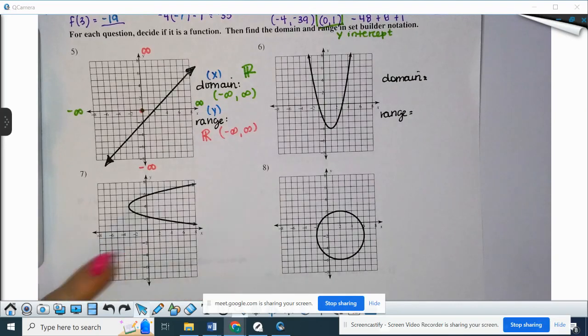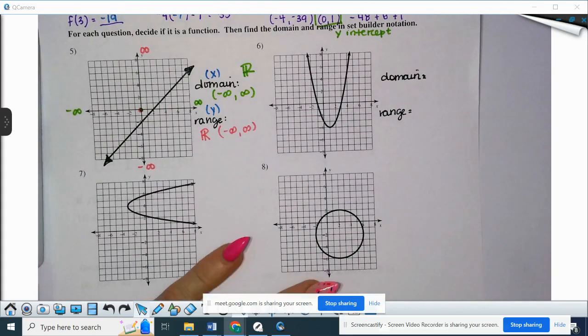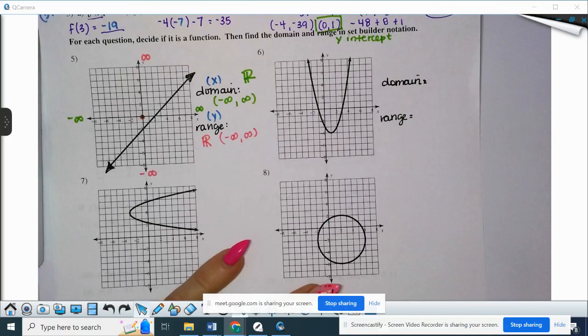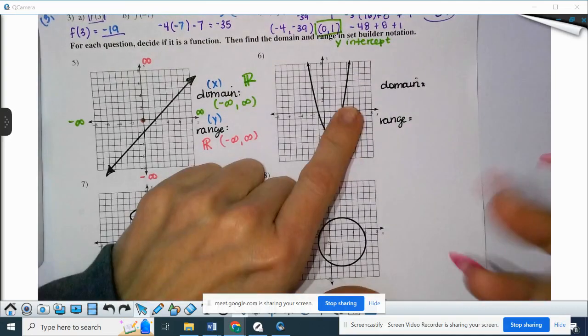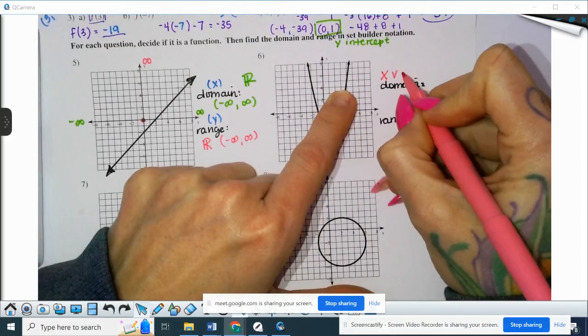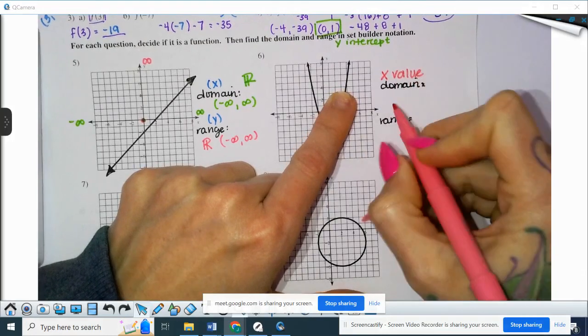You don't have to give me real numbers. Just, is domain X values or Y values? You don't have to give me actual numbers. Is it going to be looking at the X axis or the Y axis for domain? If I'm talking to you about domain, should you be looking left or right or up and down? Okay, domain is X, and then range is going to be Y.